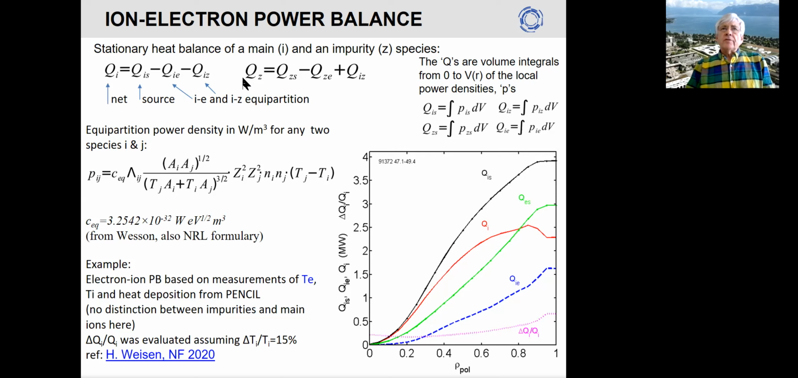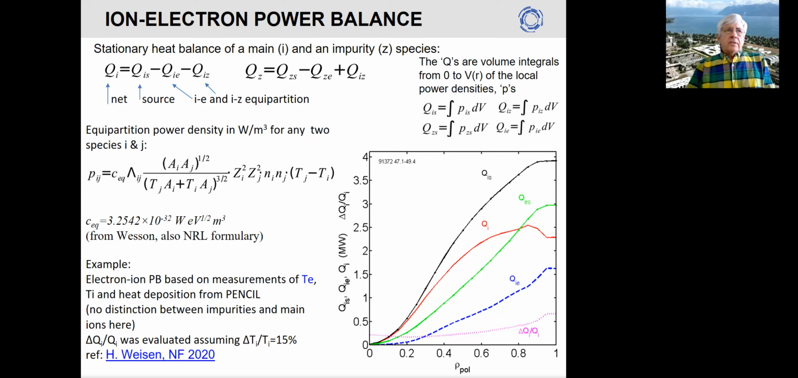All of these powers are understood as being volume integrals from the axis to any point you want along the radius. This is a general formula for equipartition between two species. The A's are atomic masses, and the Z's are the charges.